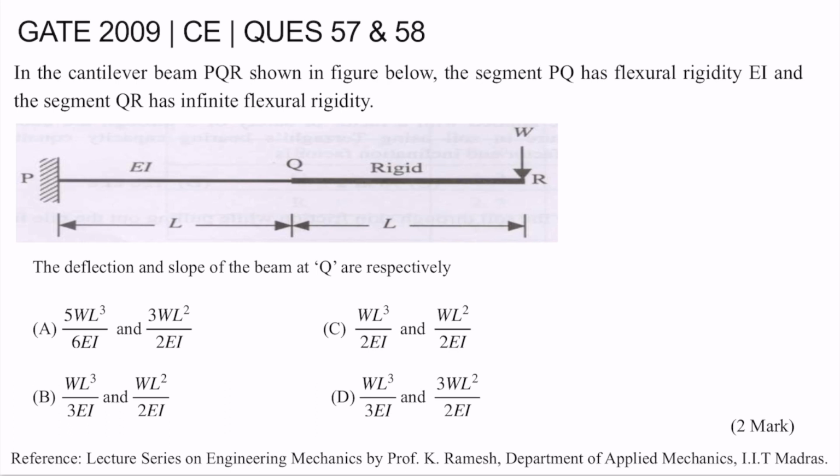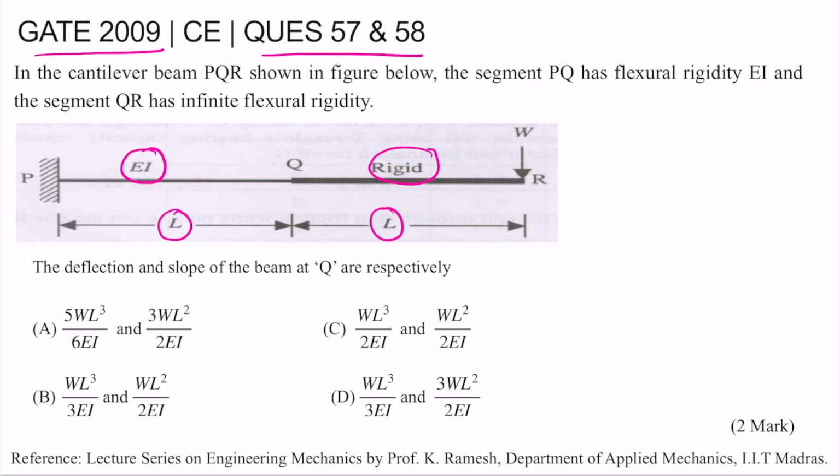Hello everyone, so today I'll be discussing question number 57 and 58 of GATE 2009. In the cantilever beam PQR shown in the figure, the segment PQ has flexural rigidity EI and the segment QR has infinite flexural rigidity. So here we have a cantilever beam in which segment PQ has EI flexural rigidity while the segment QR is infinitely rigid, both having length L.